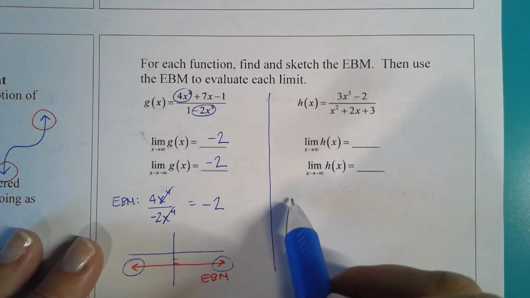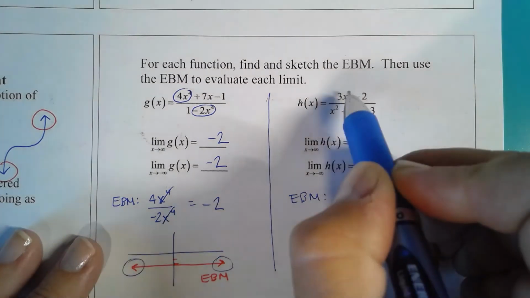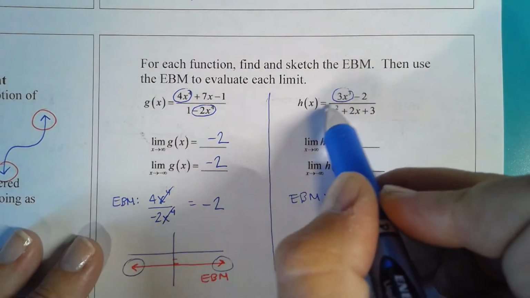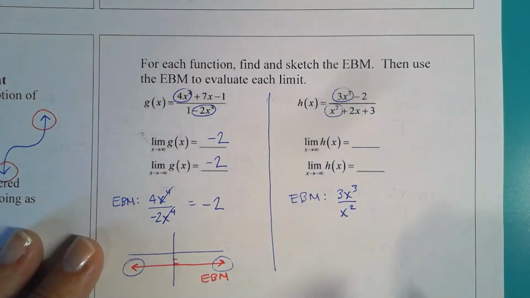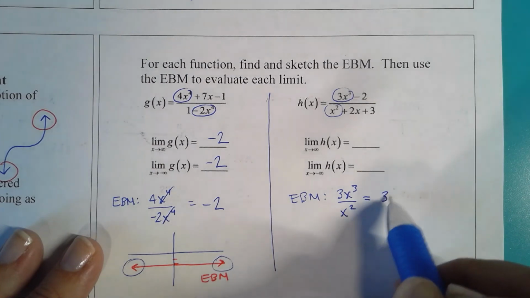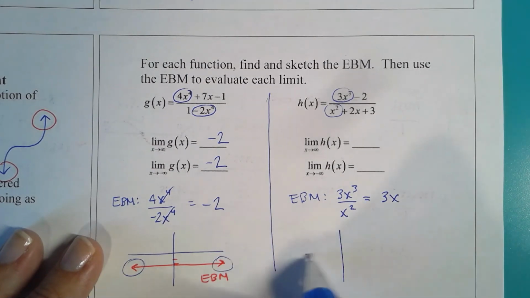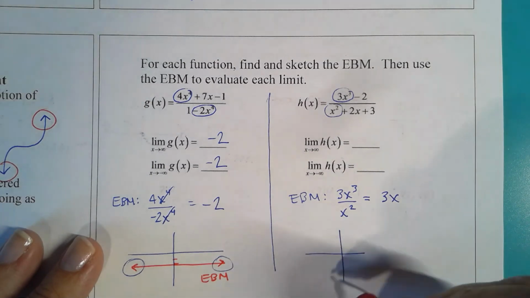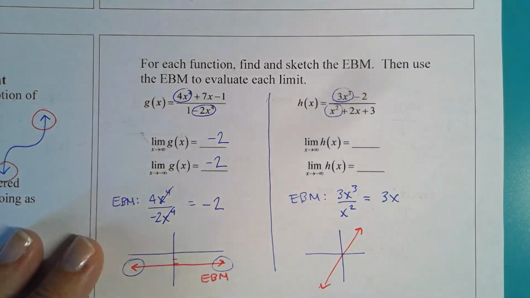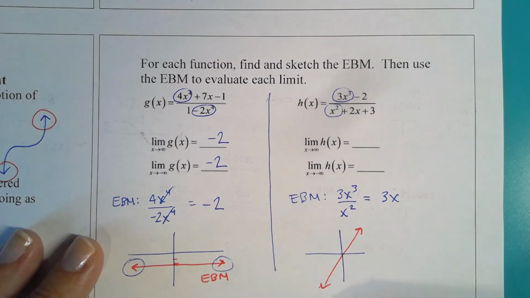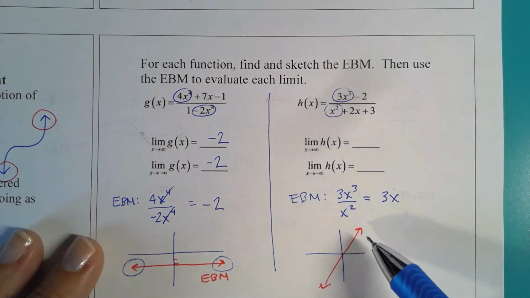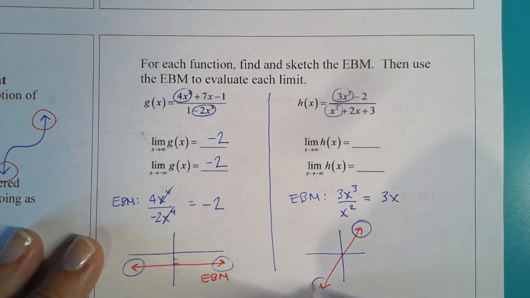So when I look at this one, the end behavior model, in the top, I've got a 3x cubed. In the bottom, I've got an x squared. I picked the highest power on the top and bottom, and now I'm going to reduce that, and I'm left with 3x. Oh, we know what that graph looks like from Algebra 1. It's a line with a slope of 3. Which tells me that if I were to graph this graph and cover up the middle with a piece of chocolate, it would look just like this in the ends. An end behavior model tells us what the ends are doing.